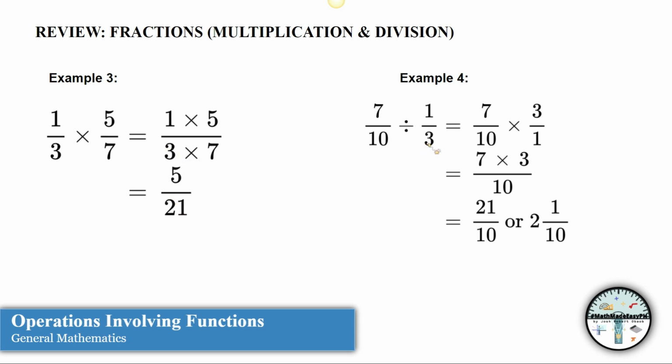So dito naman sa example number 4, pina-reciprocal lang natin si 1/3, so maging 7/10 times 3. So 7 times 3 over 10. So 7 times 3 is equal to 21/10, or kung gusto niyo maging mixed fraction, it will become 2 1/10. So yun lang siya. Okay, so let's proceed to our lesson proper.